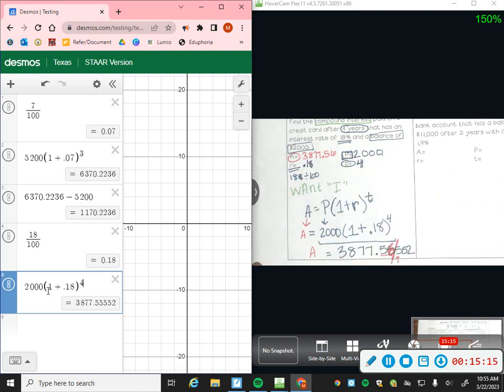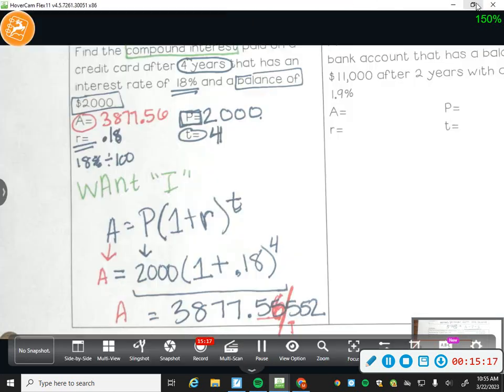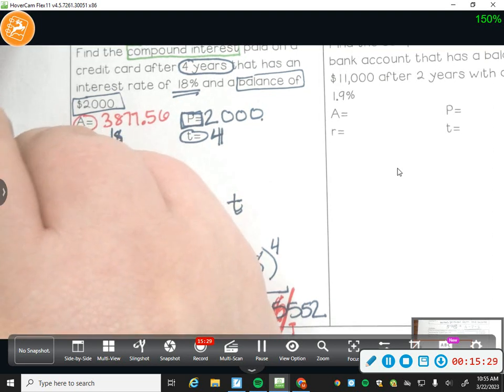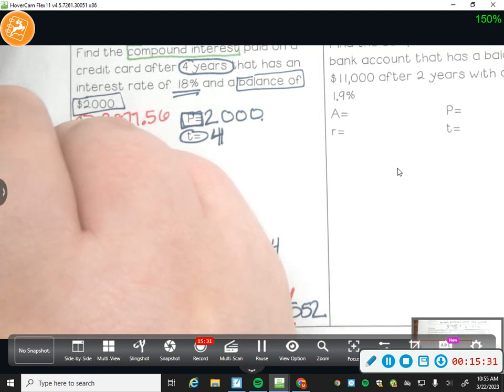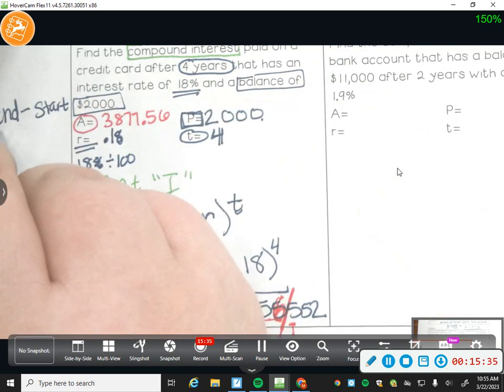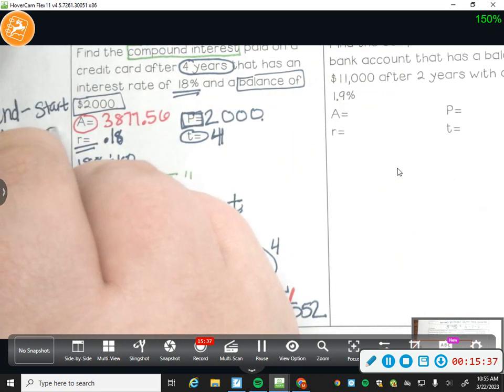Unfortunately, that's not the final answer for this problem because, again, we were asked to find the interest amount, not the total ending balance. So to find the interest amount, or the extra stuff, we're going to take the ending balance minus the principal or the beginning balance. So we need A minus P.